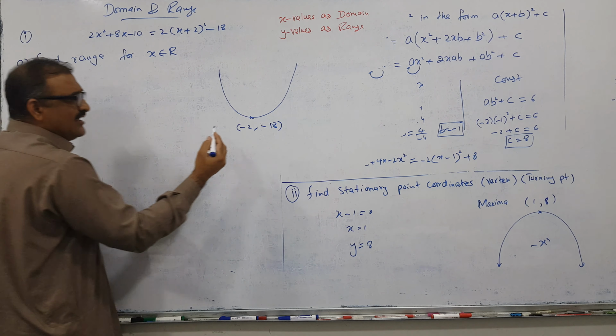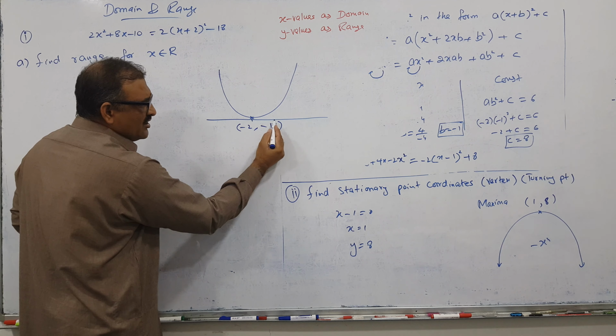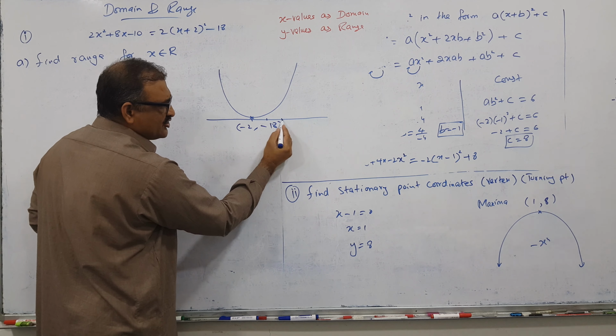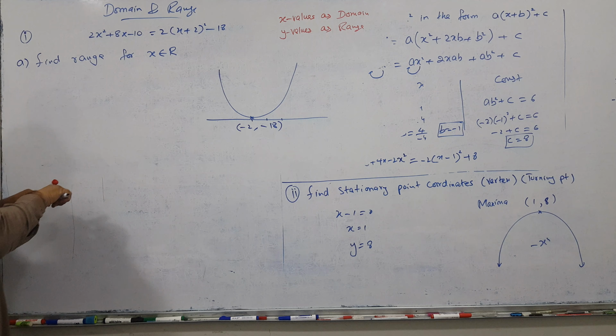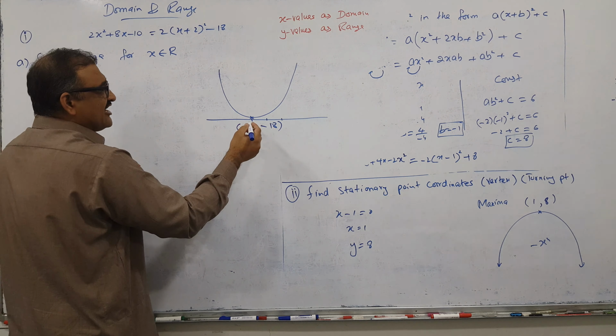If you look carefully, this is my domain. So here x is minus 2, here x is minus 1, here 0, and forward and backward. The examiner can ask you what the range is for this. What does range stand for? Range stands for the y coordinate, so how the y coordinate fluctuates. So the range for this is clear. The y values start from minus 18 and move upward. This is called the range. But I think the idea is not yet proper.